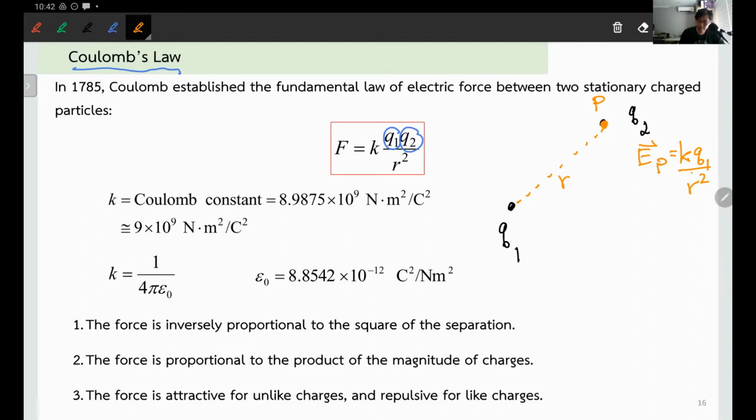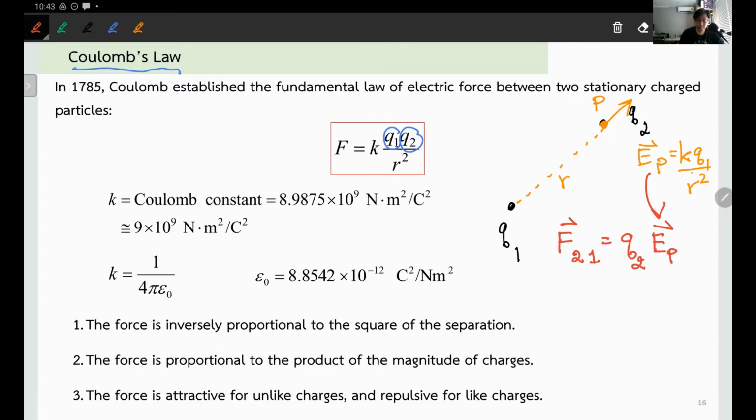Because right now this is a vector format, I have to say this is going to point in this direction as well, pointing away from it if it's positive. But then I want to get the force at point P acting on the charge Q2 placed there. So the conclusion is the force on charge number 2 due to charge number 1, let me put a subscript 2 1 here, is simply Q2, because you place the Q2 charge there, multiplied by the electric field at point P.